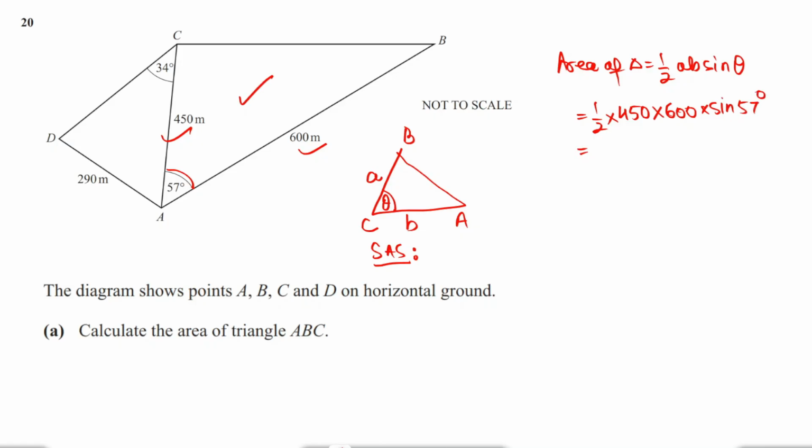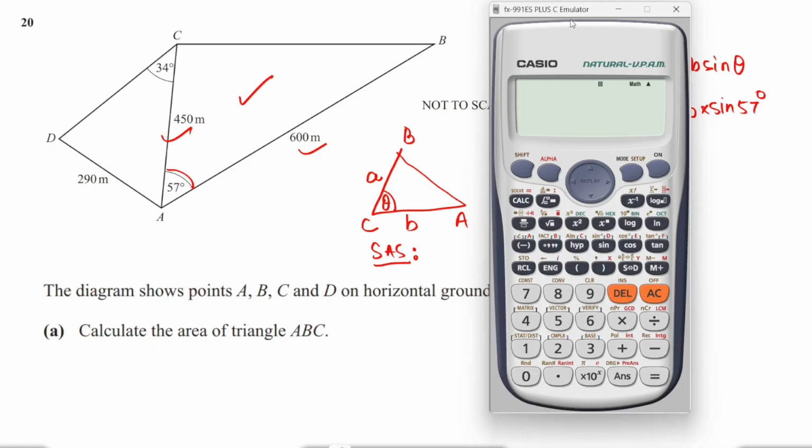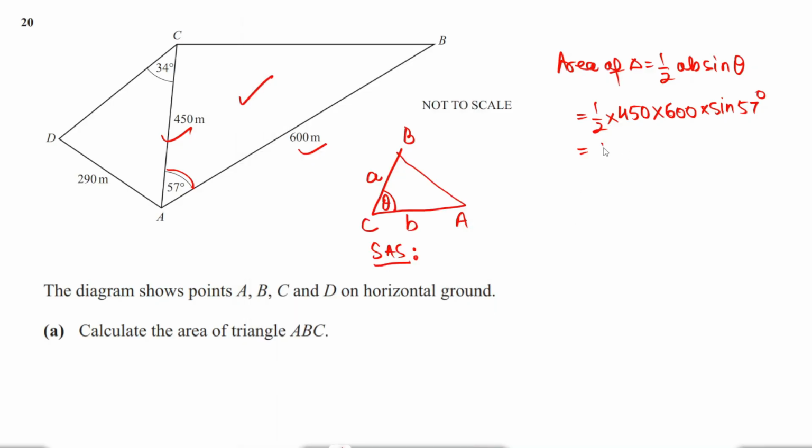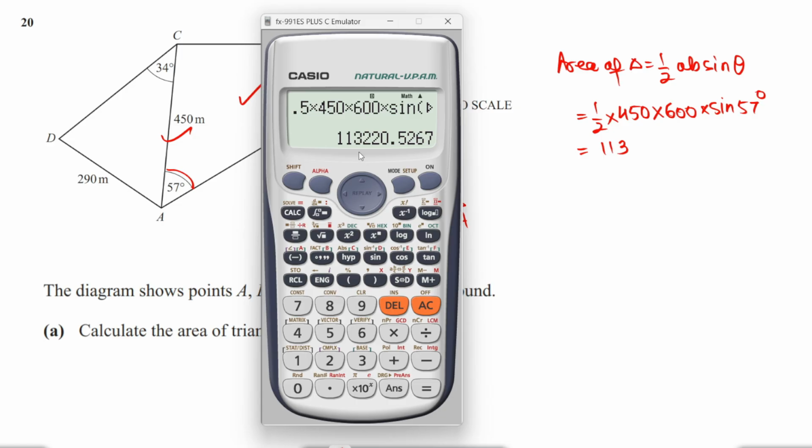So let us put it in the calculator and find out the answer. This is going to be 0.5, half, multiplied by 450 and multiplied by 600 into sine 57, and okay, so we got 113,220.526.